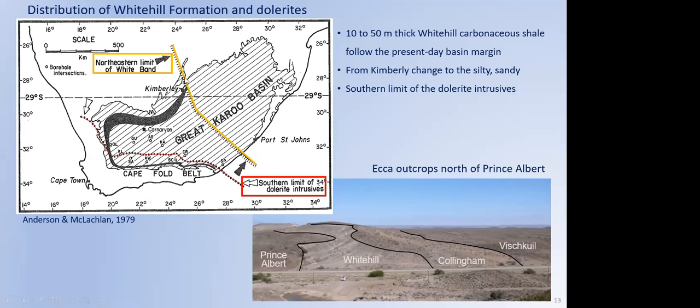What is definitely well known is there is a northern limit to the white band or the White Hill. What's cropping up here as well, and that's in the red stipple, we'll get back to that soon, is the limit, the southern limit of the dolerites. Right.